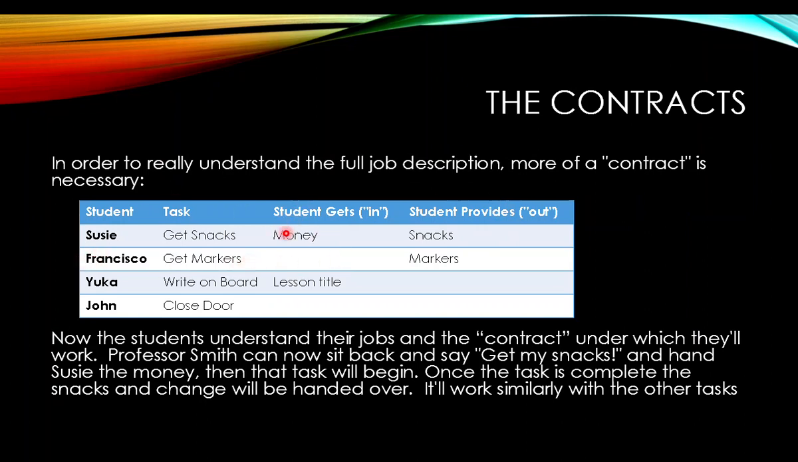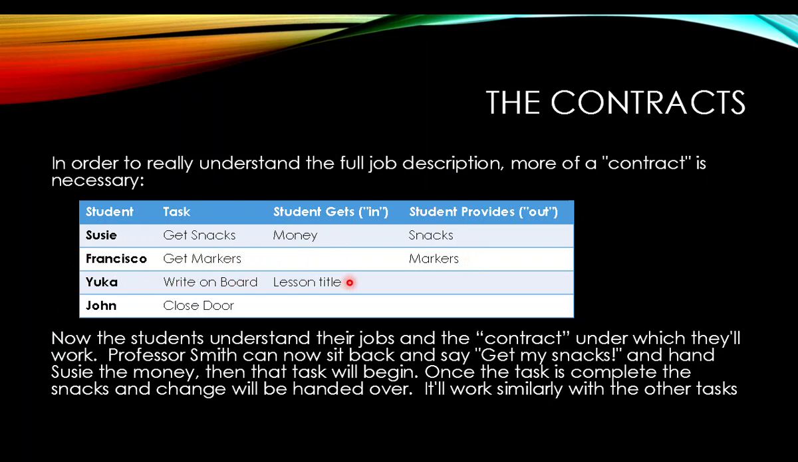Now notice Francisco is going to get the markers. He doesn't need anything to start his task, so there's no inbox for Francisco. He doesn't need to sit there with an outstretched hand. Instead, the professor taps Francisco, and then Francisco's going to run and go grab the stuff, and he's going to bring back the markers and put them in his outbox, and the professor can grab them there.